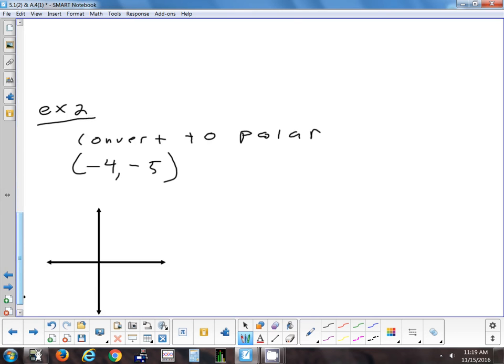How about Shannon? What quadrant is this one in? -4, -5. 3. Yep, it's going to be somewhere over there. It doesn't have to be exact, as long as you know it's quadrant 3. And Shannon, what's the formula for our angle in quadrant 3? And let's do it in degrees. 180 plus inverse tangent. Perfect. Inverse tangent, and what did you say for that part? -5 over -4.